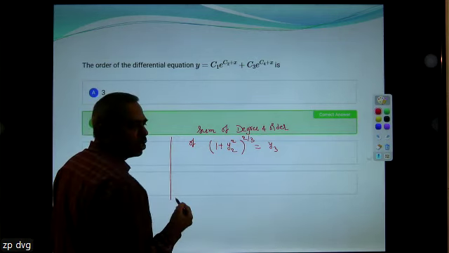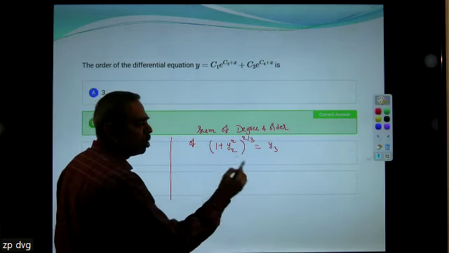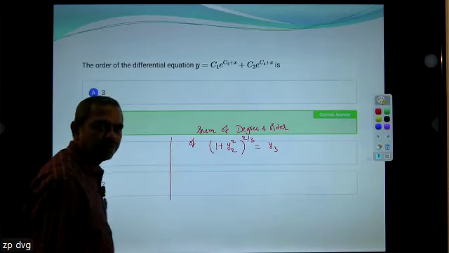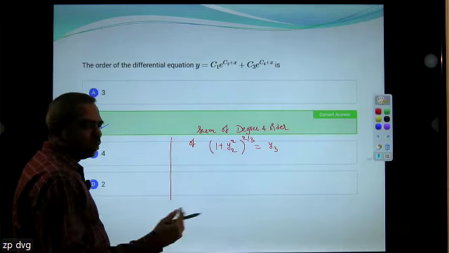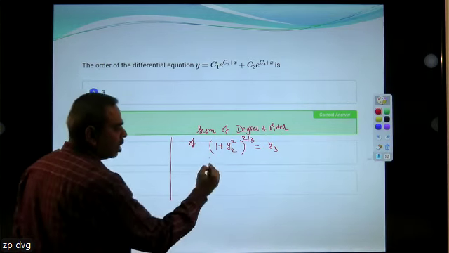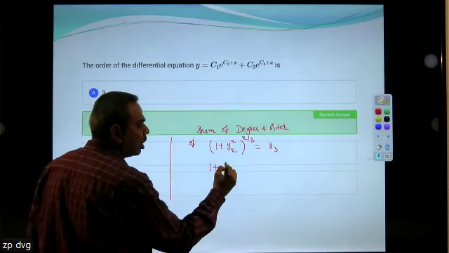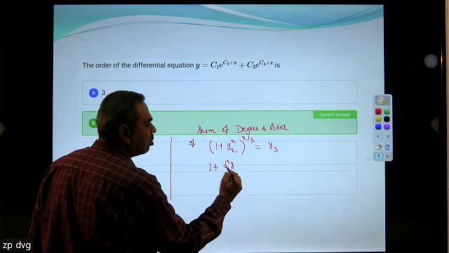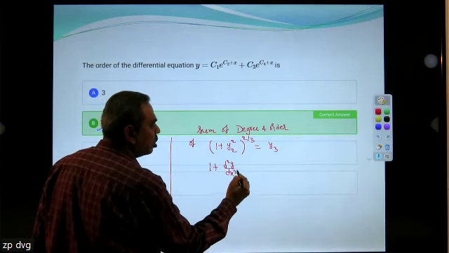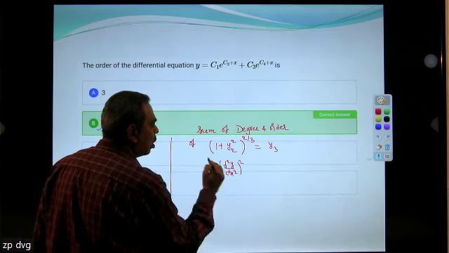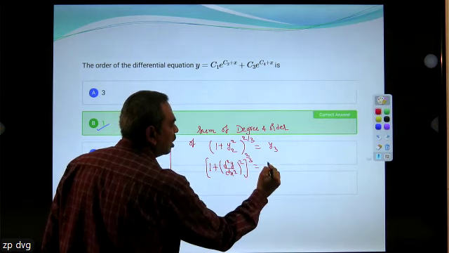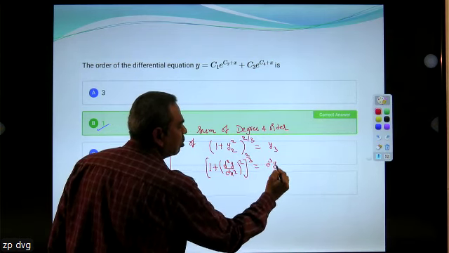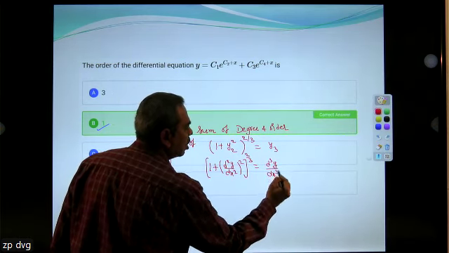So what are these representations? Tell me what is the representation of y2 and what is the representation of y3? These representations are the differential forms, the derivatives. So we can write it like this: 1 plus, y2 is nothing but d square y by dx square. You have to square it, and whole to the power 2 by 3, is equal to y3. The meaning of y3 is the third derivative, it is d cube y by dx cube. Is it clear?